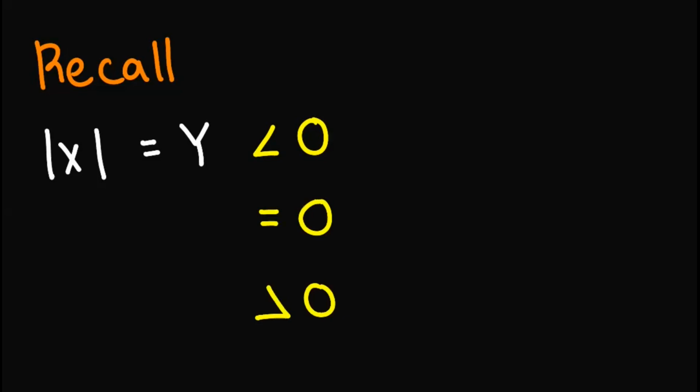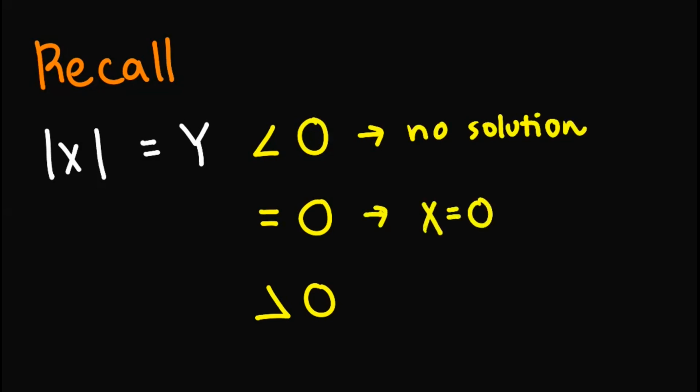When y is less than 0 or negative, the answer here is no solution, since we can't have a negative output from the absolute value. If y is equal to 0, then we know that x must be equal to 0. And if y is greater than 0, then we'll have two cases. We either have x equals y or x equals negative y. So we'll be needing these concepts in our solution to these examples.